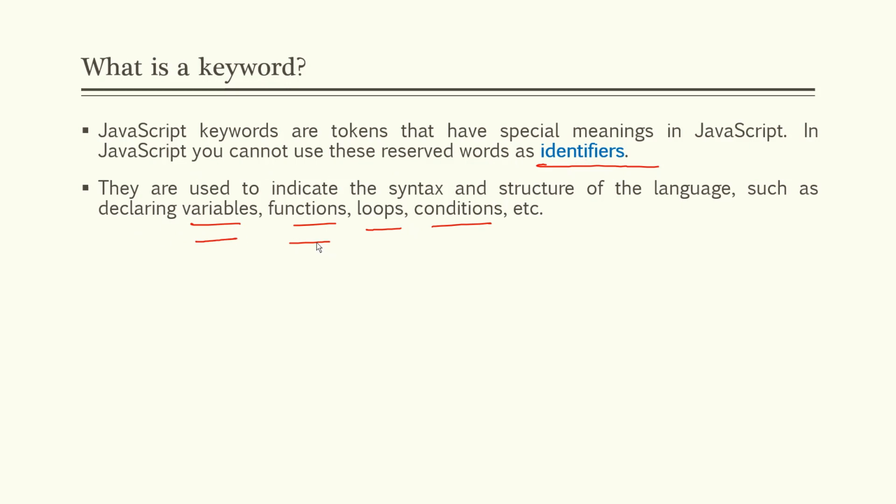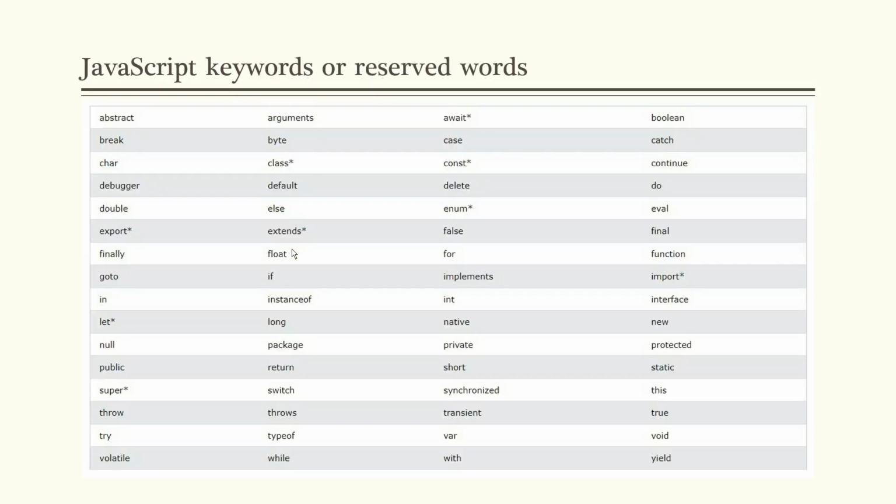I will revisit identifiers in detail in my upcoming videos, but for the time being, just understand that an identifier is something that will be used in conjunction with keywords, and in combination they will give a structure to your program. So here is a list of major JavaScript keywords or reserved words.